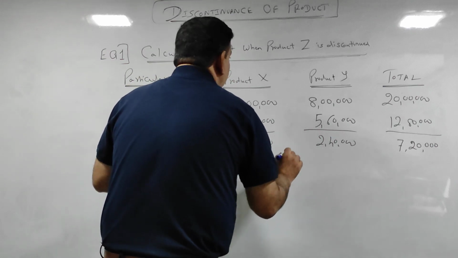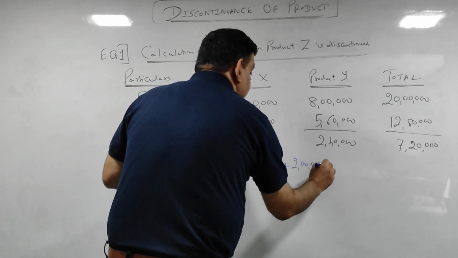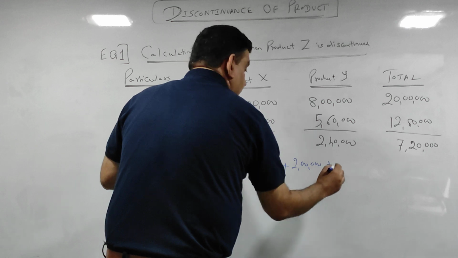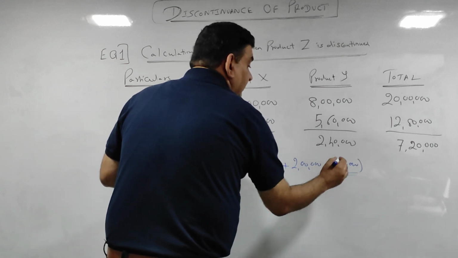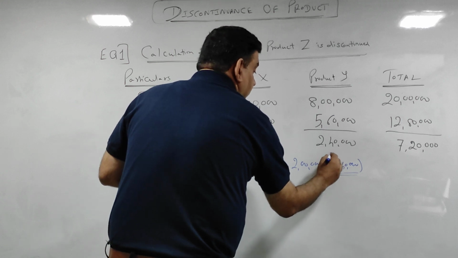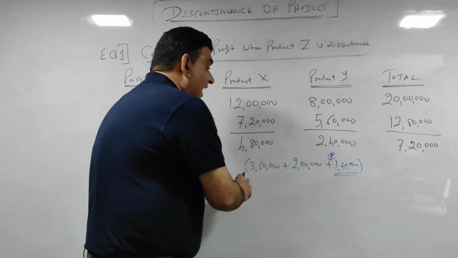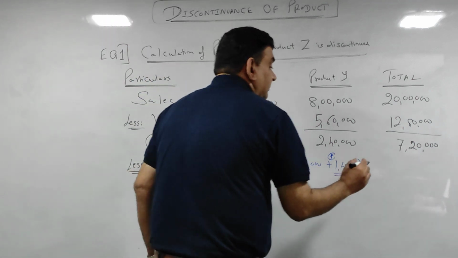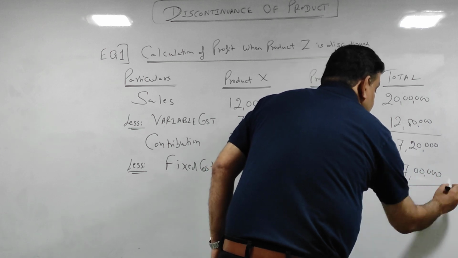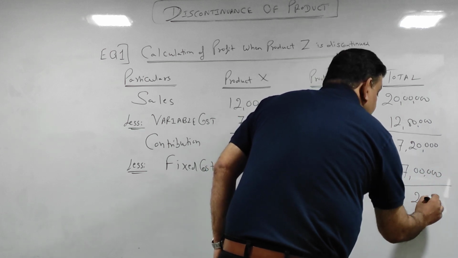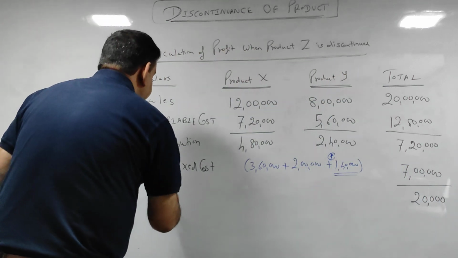So 360 for X, 2 lakhs for Y and 140 for Z. Remember, even if Z is discontinued, Z's fixed cost will continue as it is. So if you add up 360, 560, this is 7 lakh. So 720 minus 7 lakh gives you 20.